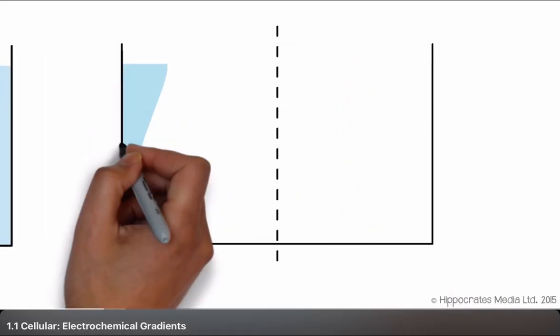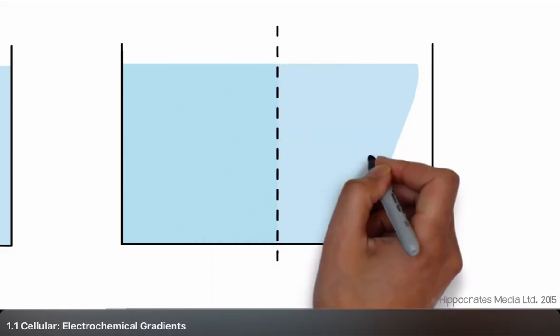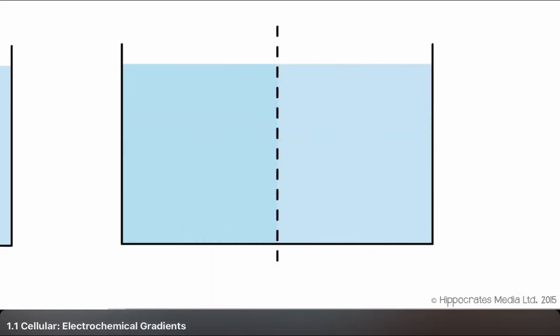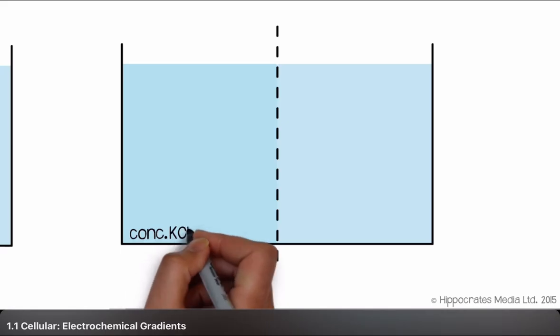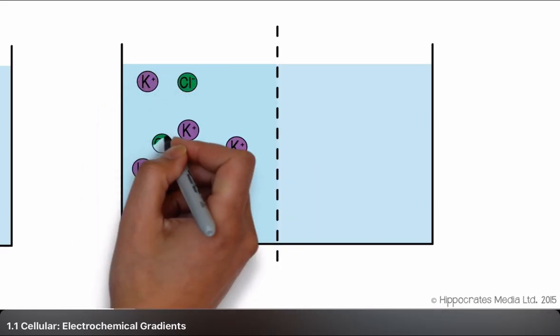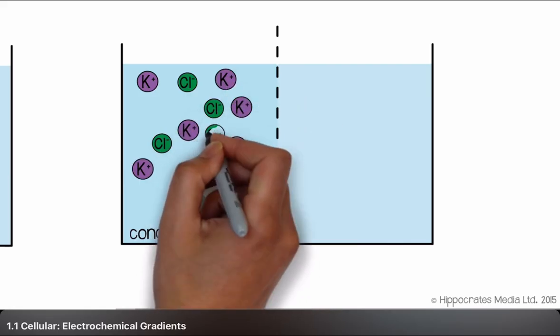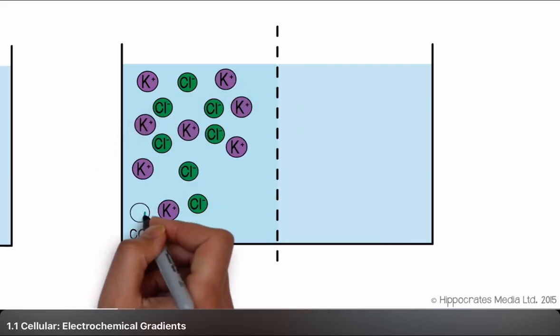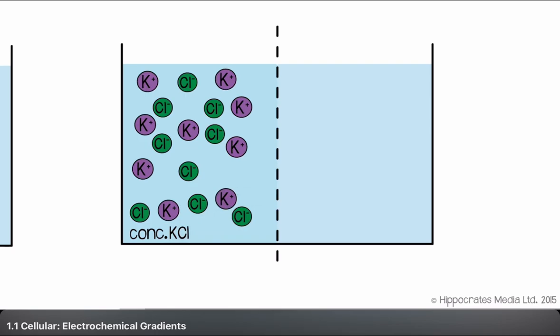Now that's not a very interesting situation, but I want to contrast that to what you would see in a very similar experiment if instead of glucose in the two compartments you had potassium chloride. So now on the left-hand side we've got 100 millimoles per litre of potassium chloride. And that means you've got potassium ions, which are positively charged, and chloride ions, which are anions, they're negatively charged. And they're all floating around in the solution.